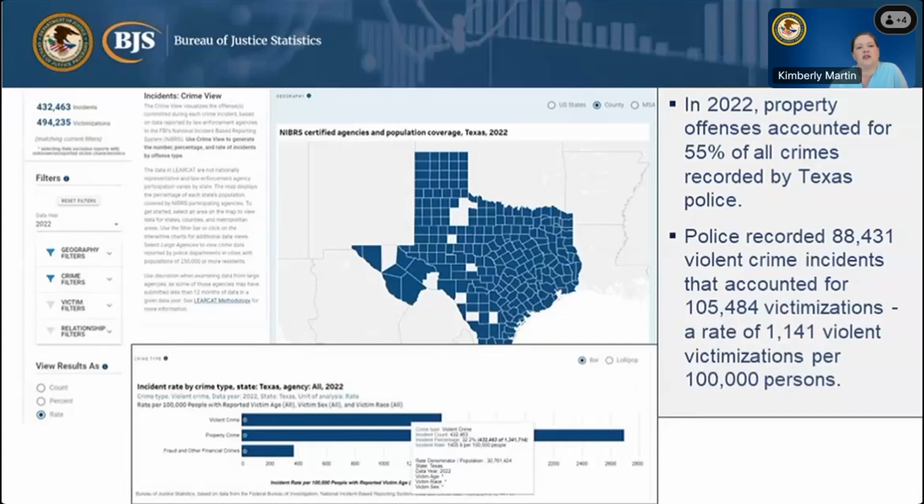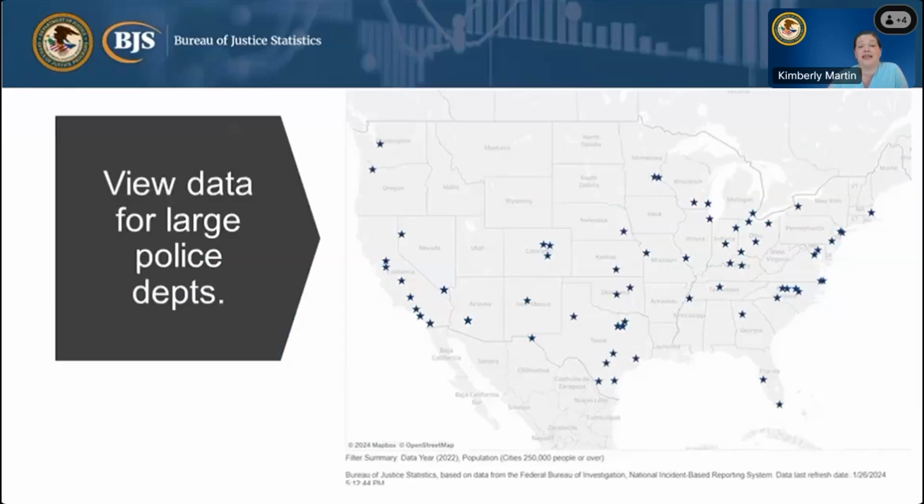And you can go in and start to explore the data and what you can do with it at the state level and the local level. So for example, you can quickly go in and say, okay, in Texas, I know in 2022 that property crime accounted for just over half of all crime. And you can get a quick snapshot of what their distribution of crime looks like, how many violent crime incidents they recorded, and how many separate victimizations those incidents accounted for. This is nice to see because it helps us understand multi-victim incidents. There were 88,000 incidents, but they accounted for 105,000 victimizations. You can calculate crime rates for the state, but you can even go a little bit more granular.